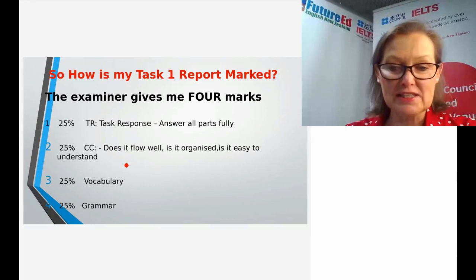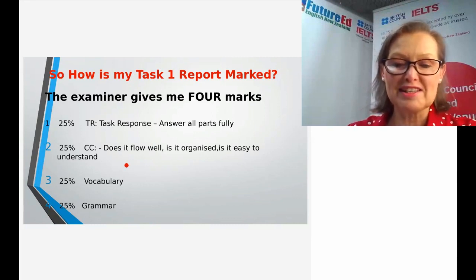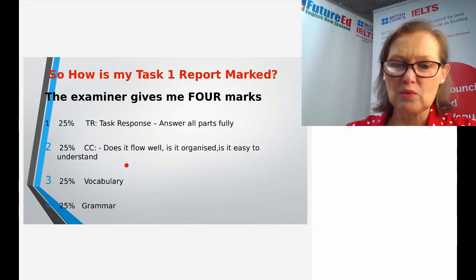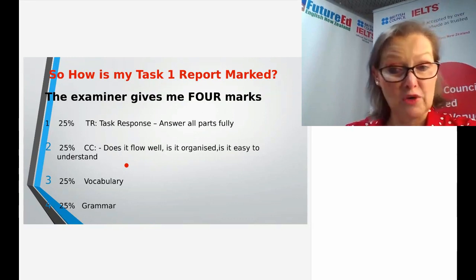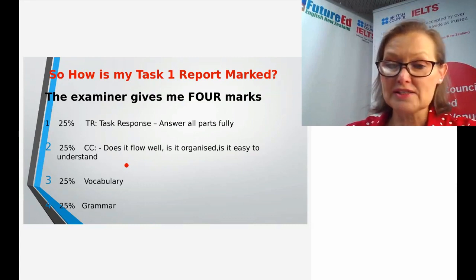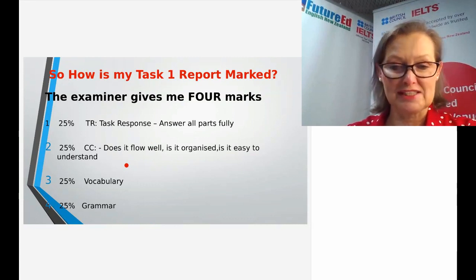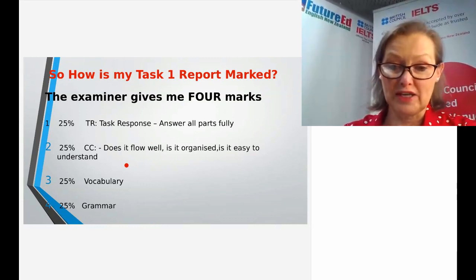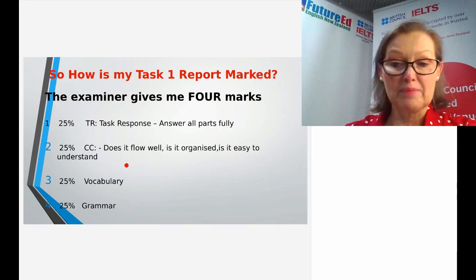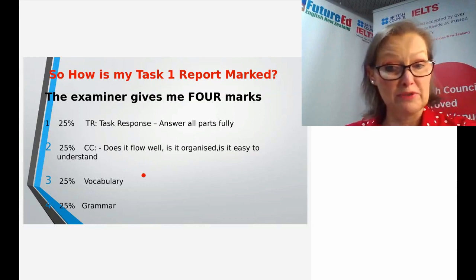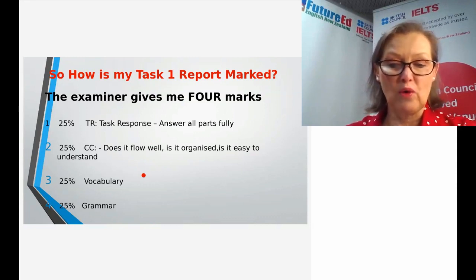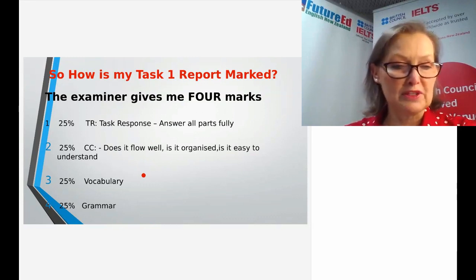The second mark we get is what we call CC. That stands for coherence and cohesion. That's a long word, but it simply means, does it flow well? Is it well organized? And is it easy to understand? And then we get 25% of our mark for vocabulary. Am I using appropriate vocabulary at an appropriate level? And then another 25% for grammar. Am I using appropriate grammar structures, and are they accurate?